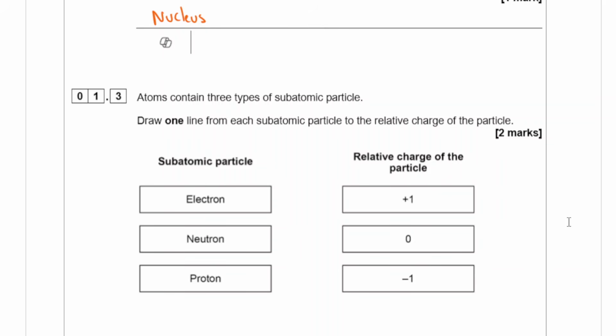Atoms contain 3 types of subatomic particle. Draw one line from each subatomic particle to the relative charge of the particle. Electrons have a negative charge of -1. Neutrons have no charge, or 0. And protons have a +1 charge.